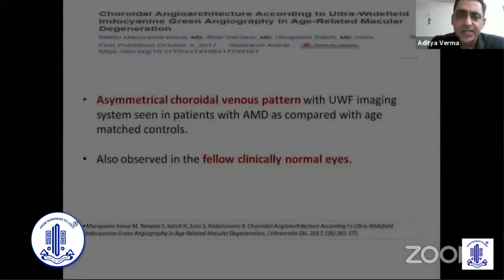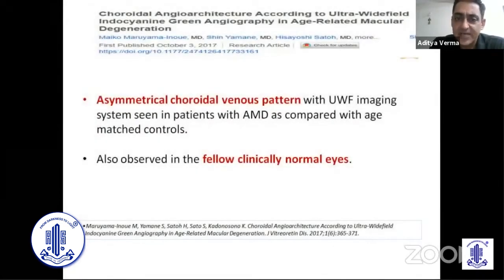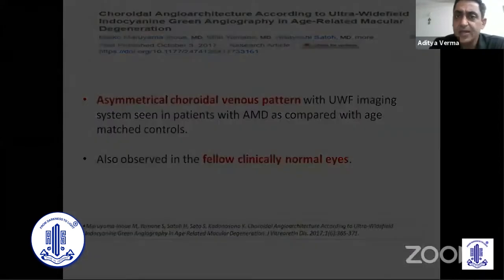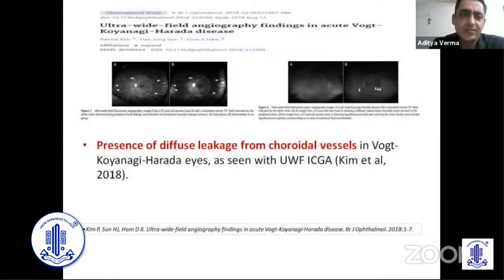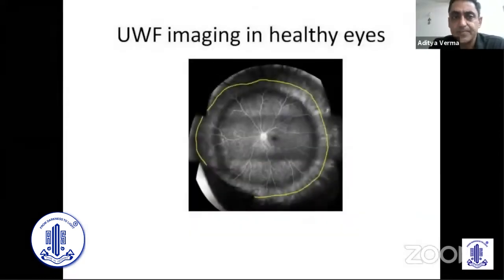In age-related macular degeneration, an asymmetrical choroidal venous pattern has been noted in the eye with AMD and in the fellow clinically normal eyes. One paper which I found also suggests that eyes with VKH had the presence of diffuse leakage from the choroidal vessels, which was seen with the ultraviolet field system.